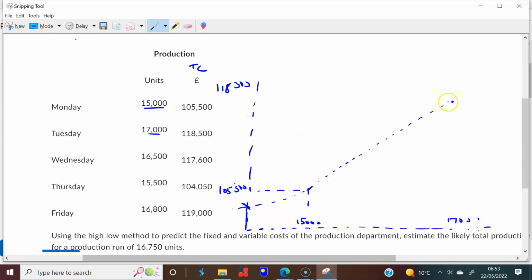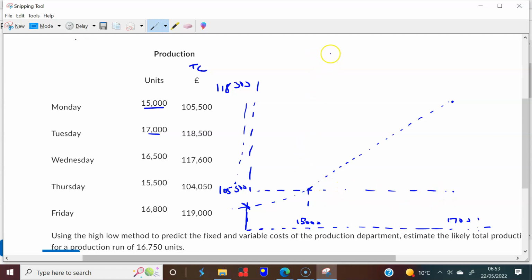Right. So what I'm now saying is that when this goes from 15,000 to 17,000, the cost goes from 105,000 to this. So the question really is, what is the change in cost when this increases by 1 unit? If I know what happens when this increases by 2,000 units, I can find out how much the cost increased by 1 unit. Yes, that's in effect what I'm saying.